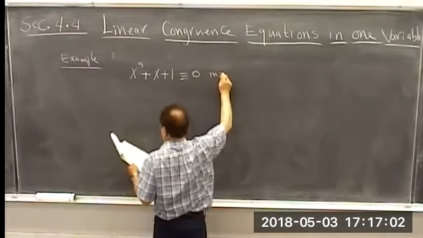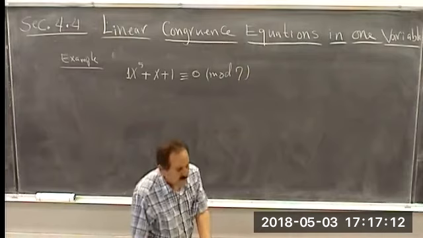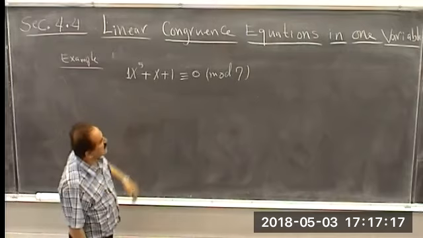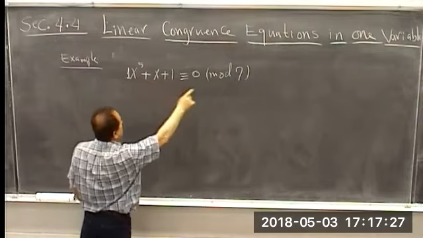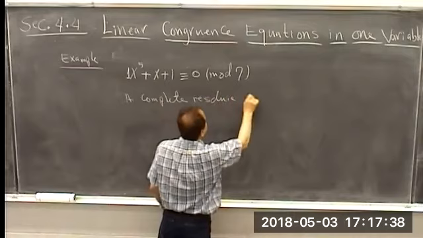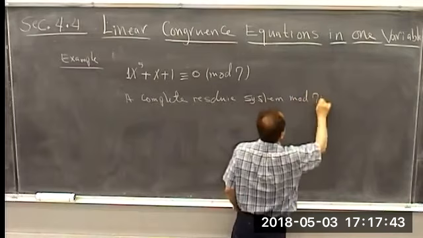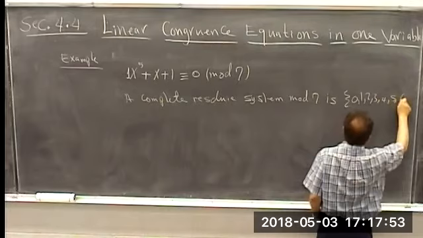The degree of this, of course, is 5 because the coefficient 1 is not congruent to 0 mod 7. Now, a complete residue system mod 7, which means the possible solutions are coming from this, is, of course, what we call the least non-negative one: 0, 1, 2, 3, 4, 5, and 6.